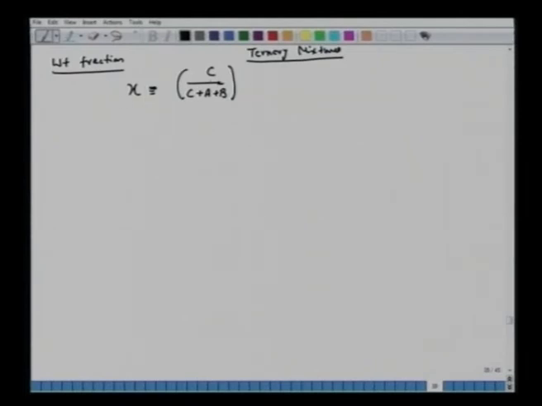So we have X as C over C plus A plus B in raffinate. We will use Y as C over C plus A plus B in extract. There is no obvious reason why we are using X for raffinate and Y for extract, but traditionally the vapor phase, which is lighter, we use Y, and the liquid, which is heavier, we use X. So maybe there is a reason that extract in all the textbooks is represented by Y, and raffinate by X as weight fractions. So we are going to use X and Y.